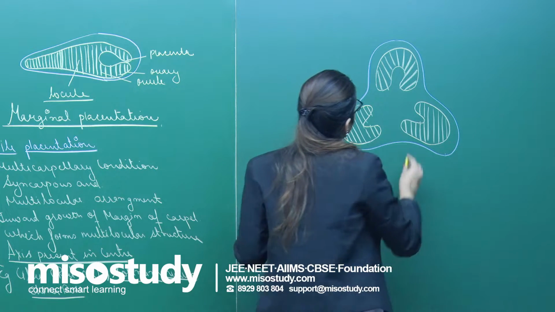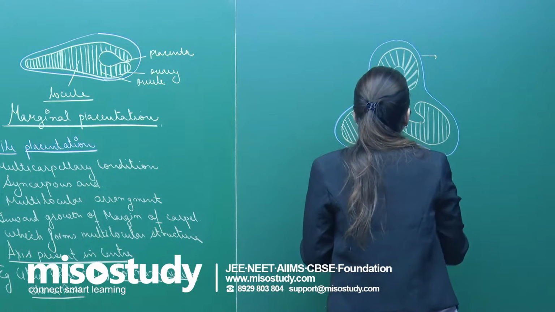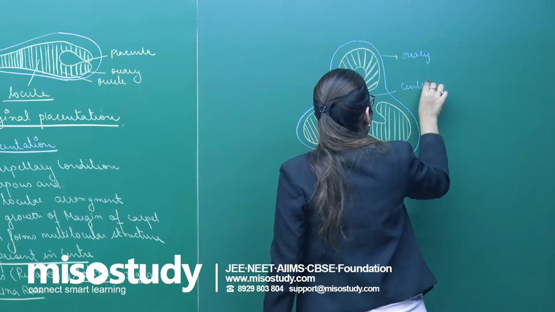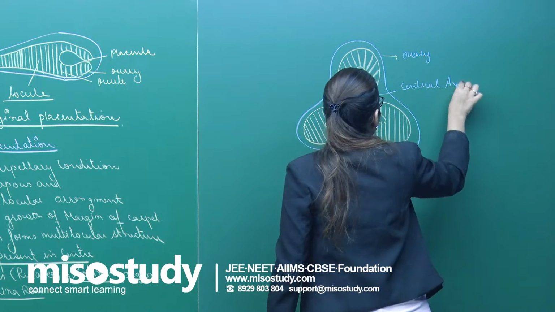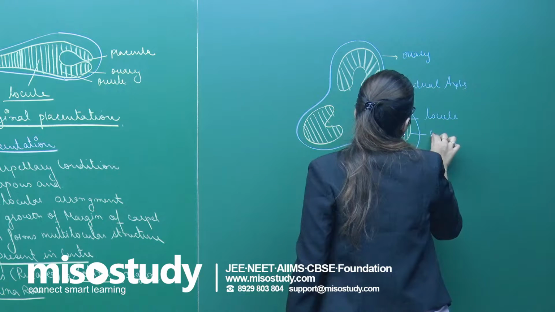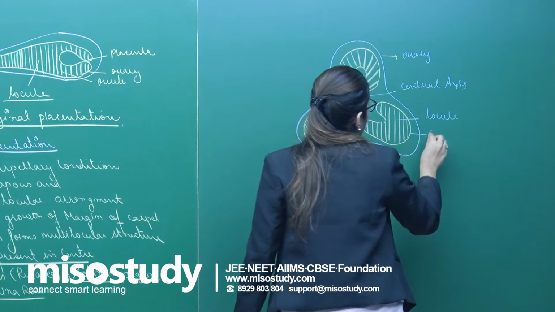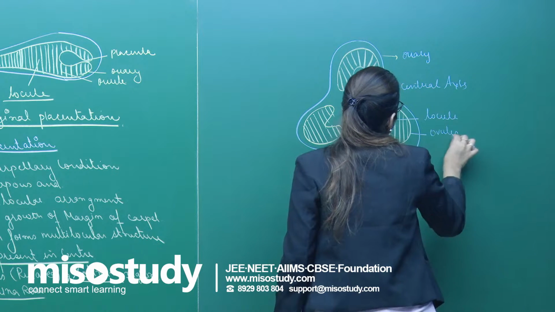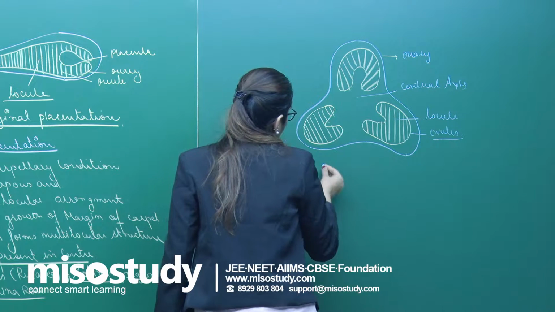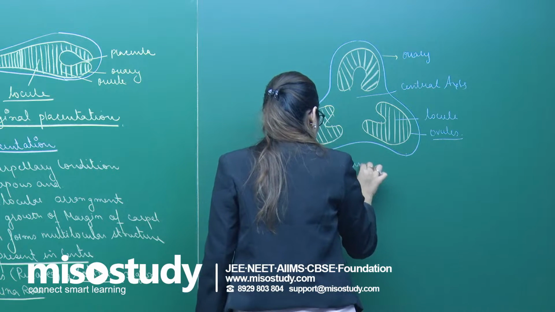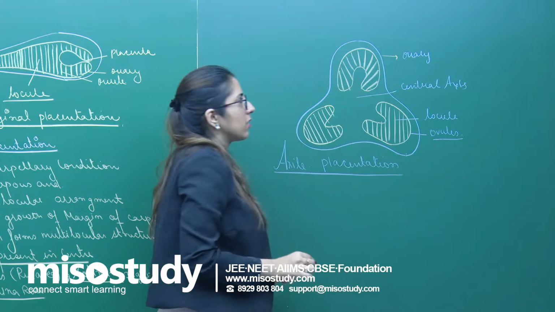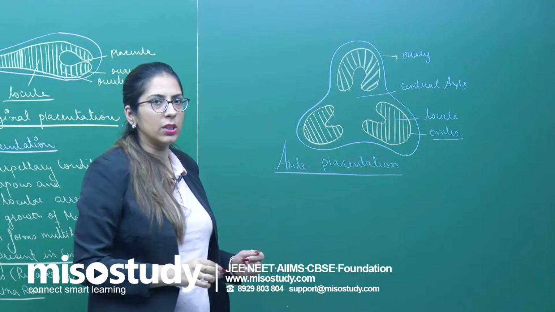Right. So this is called the ovary. Here this will be called the central axis. These will be called the locules, and in the ovary, as you can see, the ovules are arranged. So this is called the ovule. So this is an example of axile placentation. Axile placentation, right?